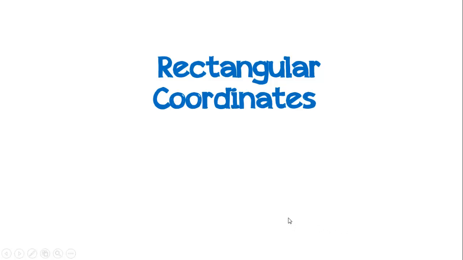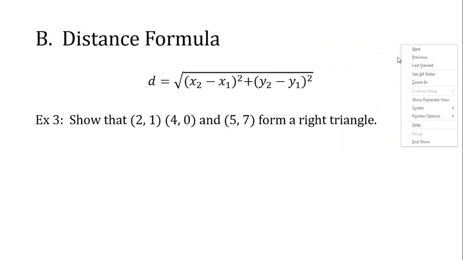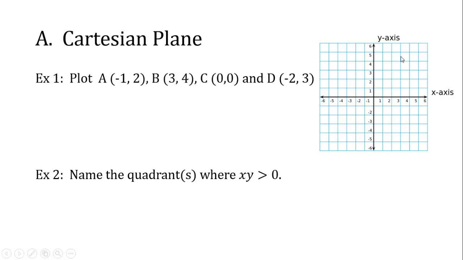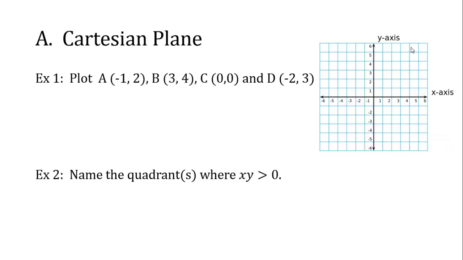So the first lesson is about rectangular coordinates. First thing you should know is how to plot a point on a Cartesian plane. Cartesian plane is simply this fourth quadrant that you know. You should know that these quadrants, you name them quadrant 1, 2, 3, and 4. Okay, you should remember that.